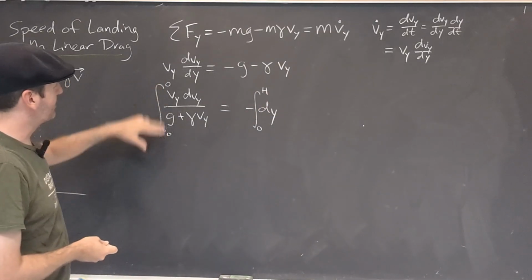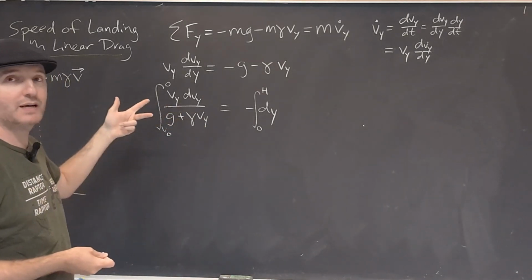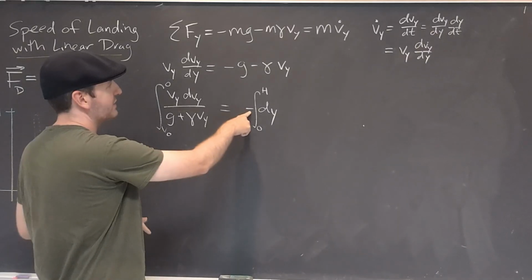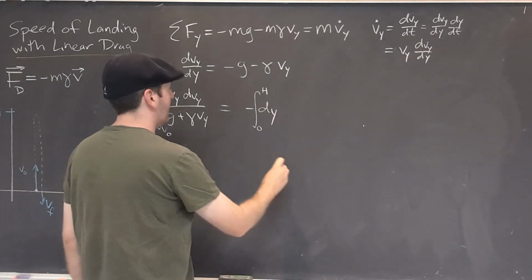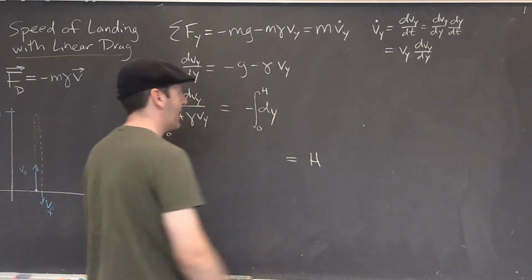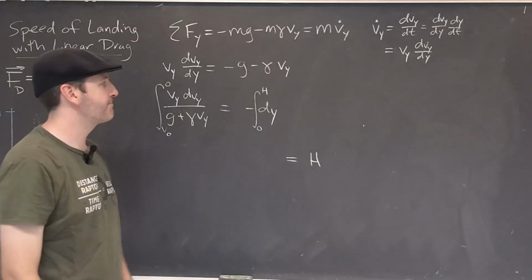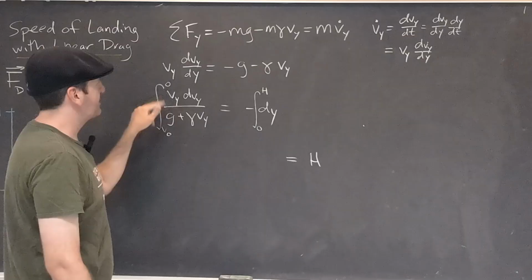Notice that because I have 0 on top and v naught on the bottom, I probably want to swap that, which would pick up a minus sign. But that minus sign will exactly cancel with this minus sign, so I'll just do that right now. That will leave something kind of nice on the right-hand side, which is literally just the number H. Kind of nice. On the left-hand side, I need to do this antiderivative.